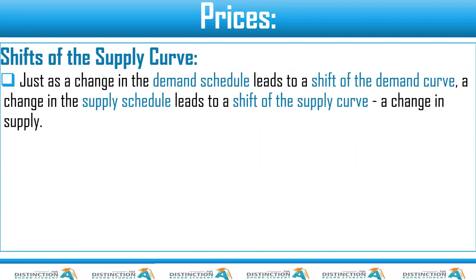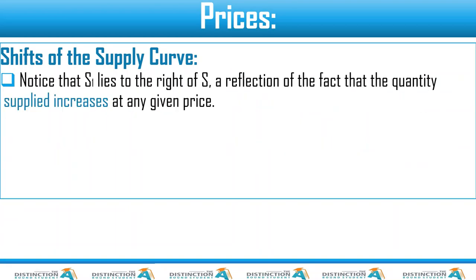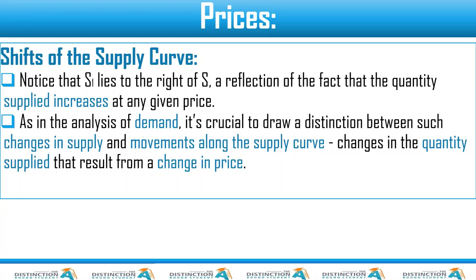Okay. So just as the change in demand schedule leads to a shift of the demand curve, a change in the supply schedule also leads to a shift of the supply curve, a change in supply, as I've already mentioned. This is shown in the diagram that I just showed you by the shift of the supply curve before the entry of the new producers, S, to its new position after the new entry, which is S1. Notice that S1 lies to the right of S, a reflection of the fact that the quantity supplied increased at any given price.